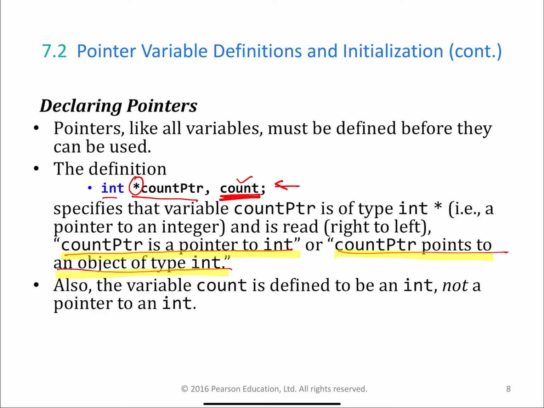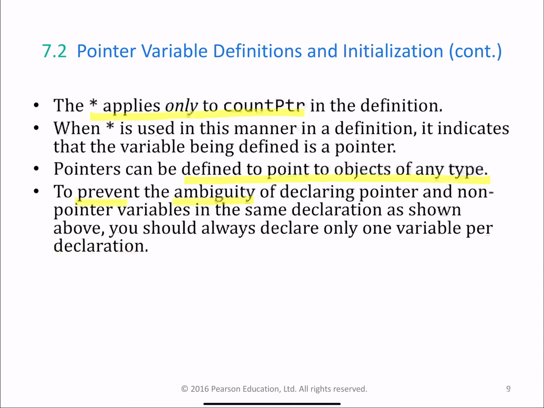Count, however, over here remains a regular variable of type int. Now, you may, initially at least, be confused looking at this statement over here and think that this statement represents two pointer variables, one called count, the other one called count pointer. That is not the case. The asterisk that we have over there only applies to count pointer.